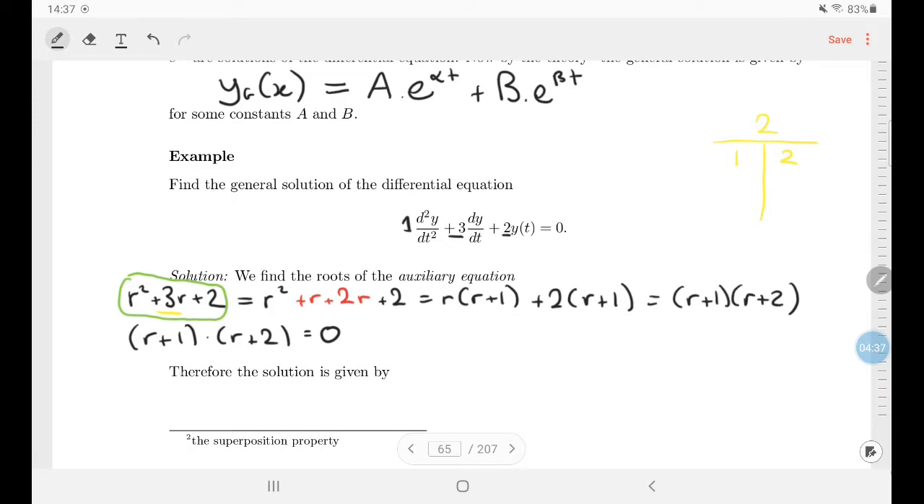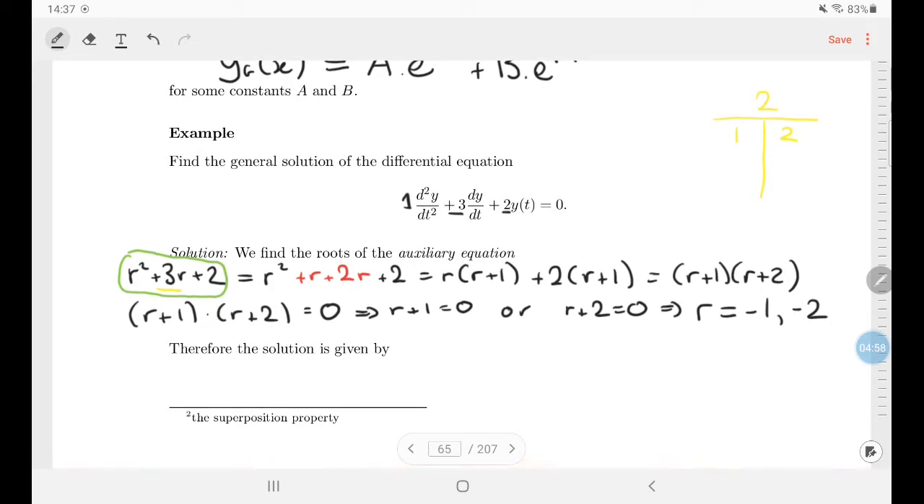Now when are two numbers multiplied together giving you 0? That only happens when one of the numbers is 0. So we've either r plus 1 is equal to 0 or r plus 2 is equal to 0. The first one we can take away 1 from both sides, you get minus 1, and the second one you can take away 2 from both sides. So the two roots are minus 1 and minus 2. So these are real roots, they're real numbers, and they're distinct, they're not the same. So we get a solution given by e to the minus 1t. We get a solution e to the minus 2t.